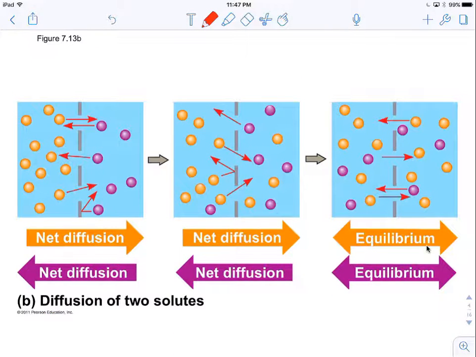If you have two solutes, diffusion can occur in both ways. So diffusion of the orange solute would be in this direction, down its concentration gradient. The purple would be moving this way across the membrane. And again, they spread out evenly until we reach a dynamic equilibrium of both particles.